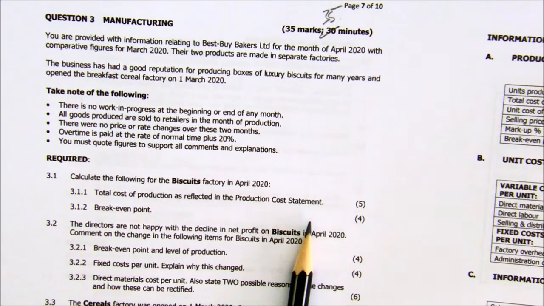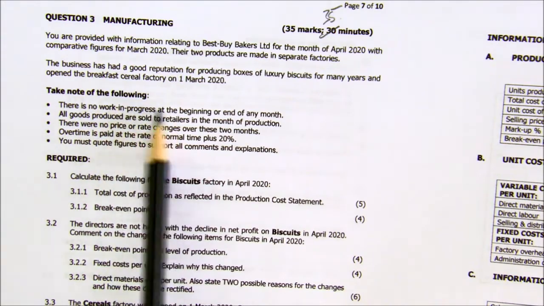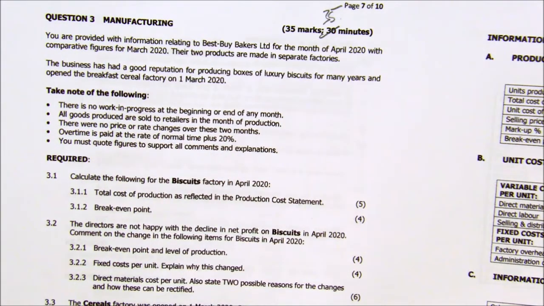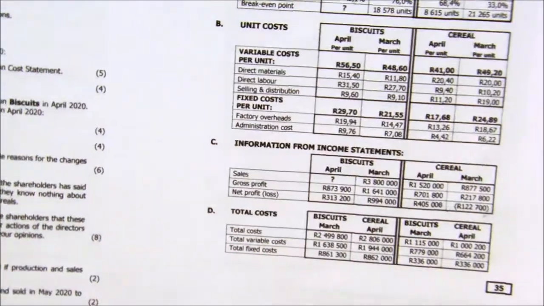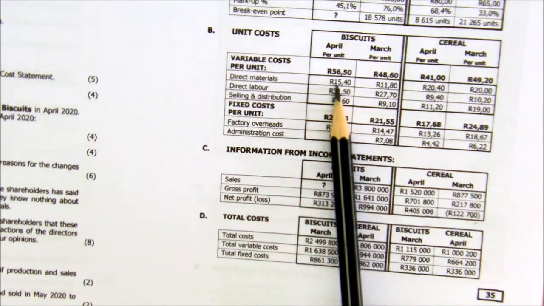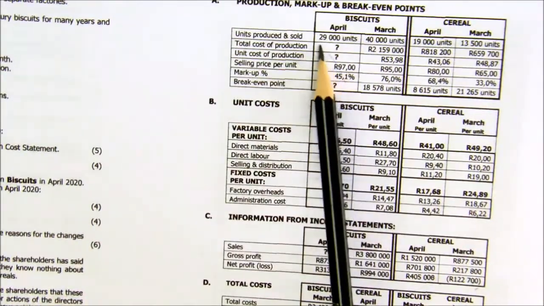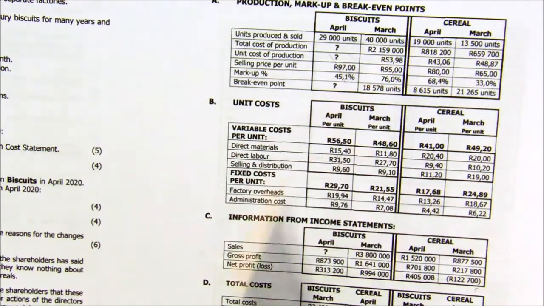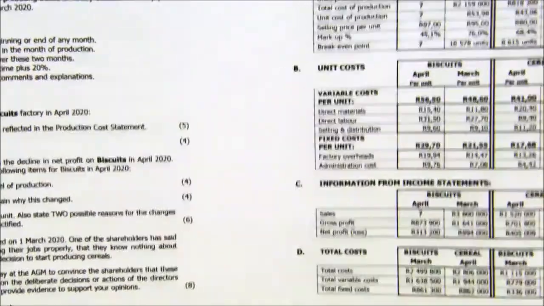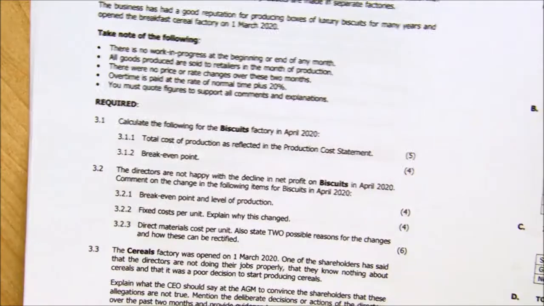But I can tell you now, learners, that whenever you get into this unit cost, there is no work in progress at the beginning or end. And so our total cost of production is just your material cost, your labor cost, and your factory overheads cost times the number of units that you've produced. That'll be your cost of production. Just a shorter way instead of drawing up a whole production cost statement.